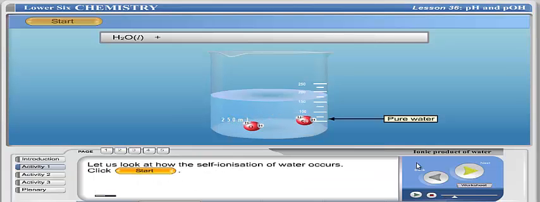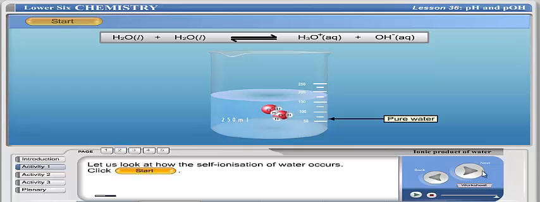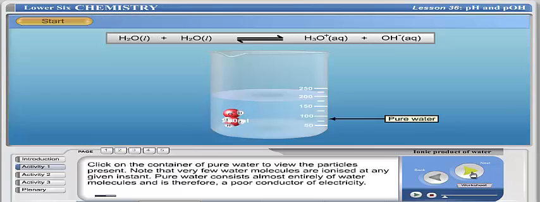Let us look at how the self-ionization of water occurs. Click the Start button. Click on the container of pure water to view the particles present. Note that very few water molecules are ionized at any given instant. Pure water consists almost entirely of water molecules and is therefore a poor conductor of electricity.